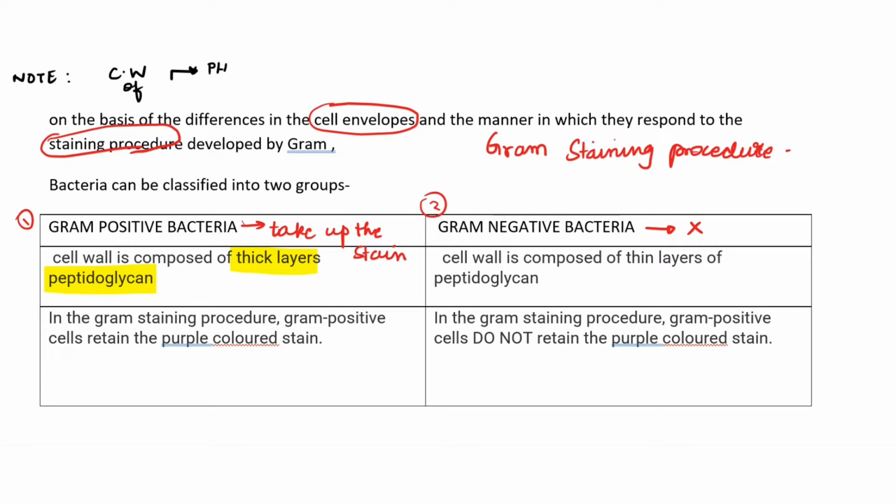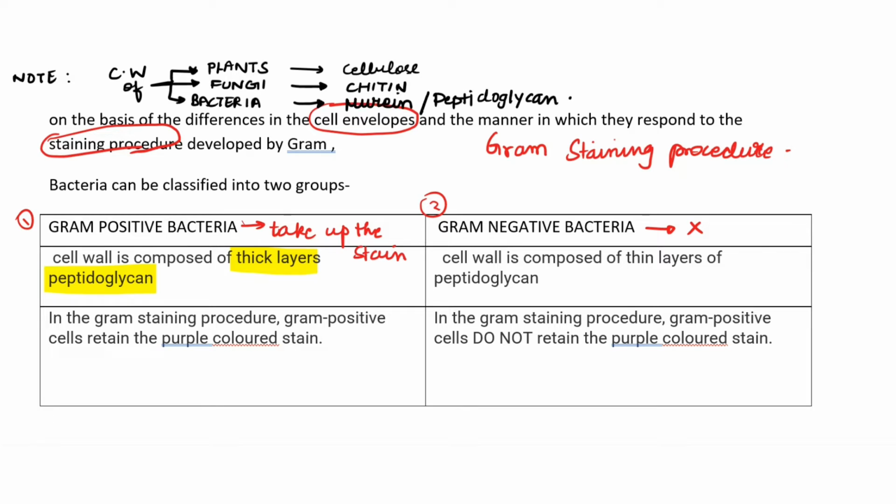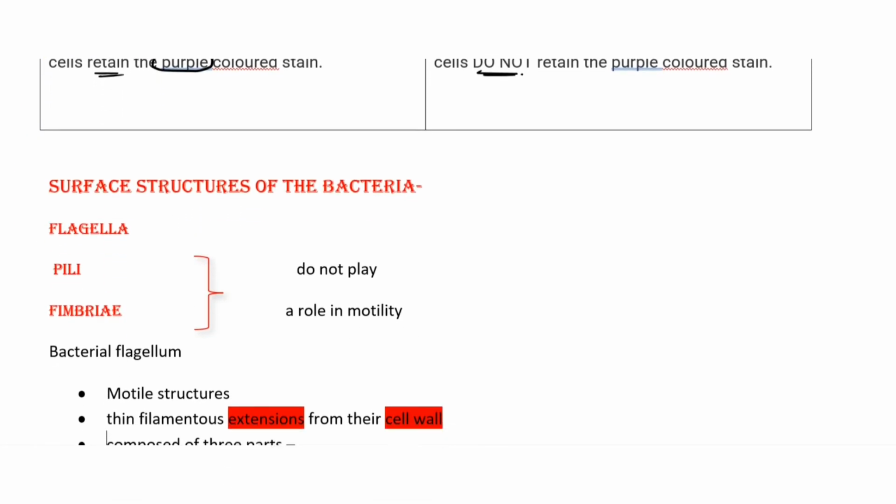Please note here, the cell wall of plants is made up of cellulose, whereas the cell wall of fungi is made up of chitin, and the cell wall of bacteria is made up of murein or peptidoglycan. Remember. So what is the cell wall of bacteria made up of? Murein or peptidoglycan. It is thick in gram positive and thin in gram negative. Hence the gram negative bacteria do not retain the purple color stain in the gram staining procedure.